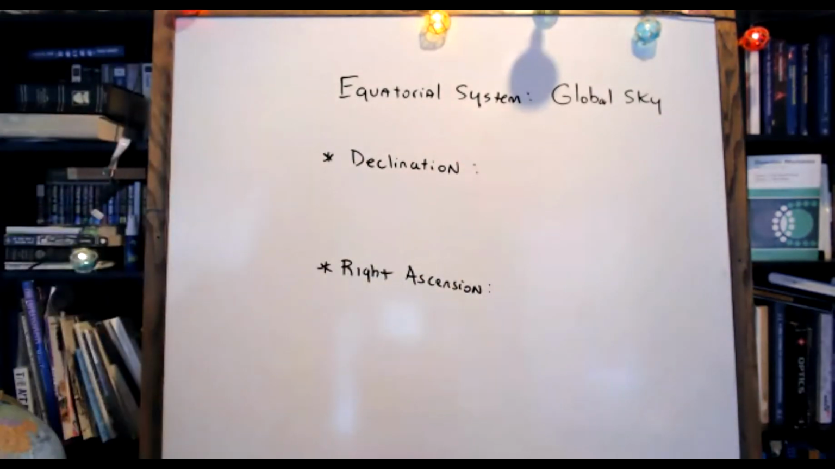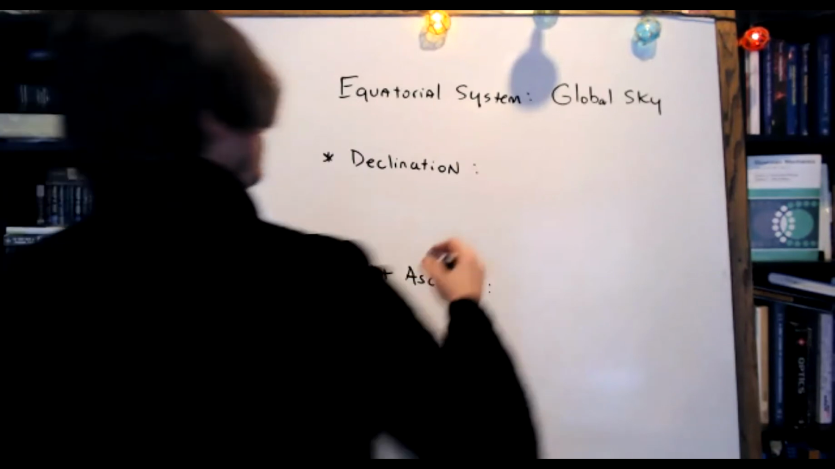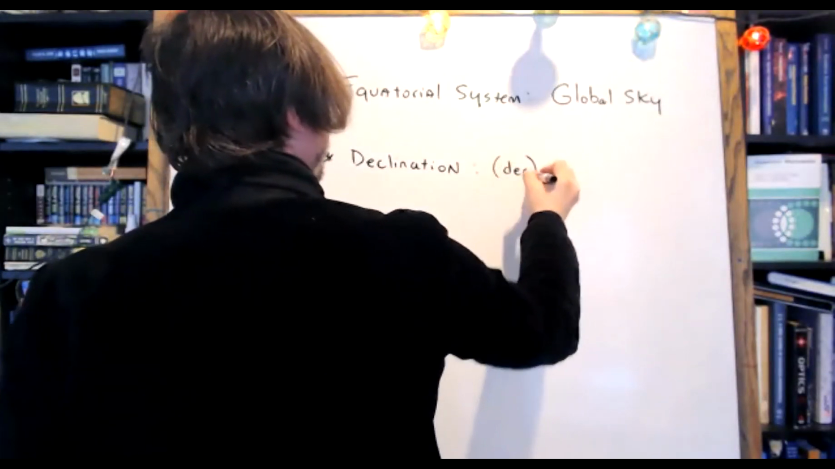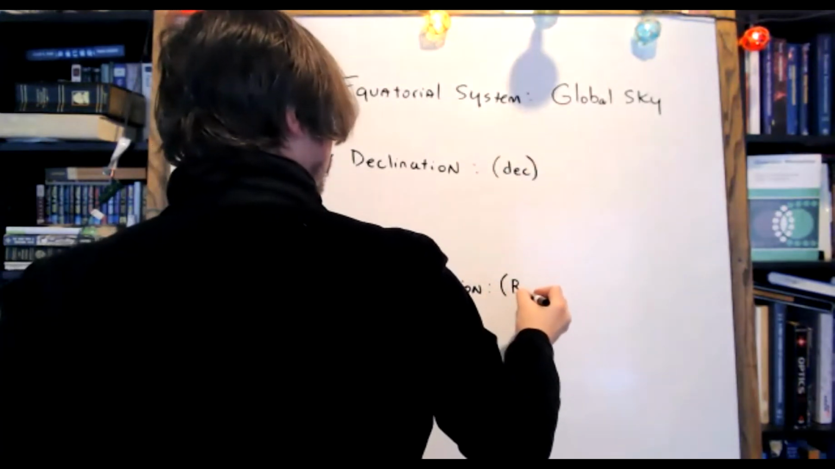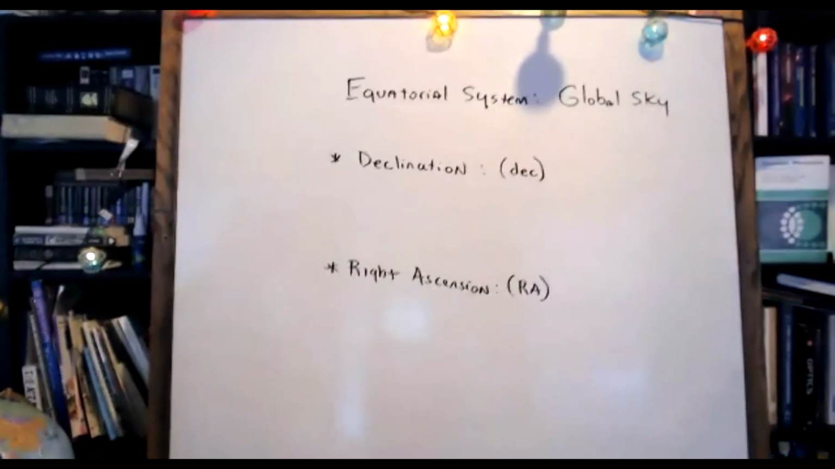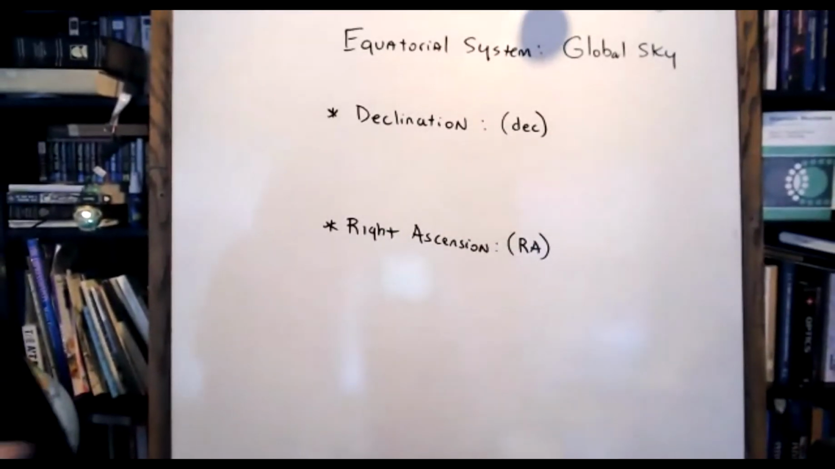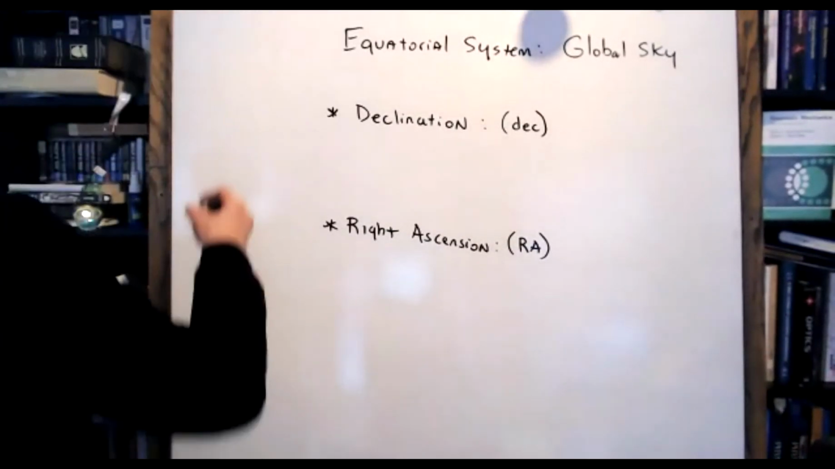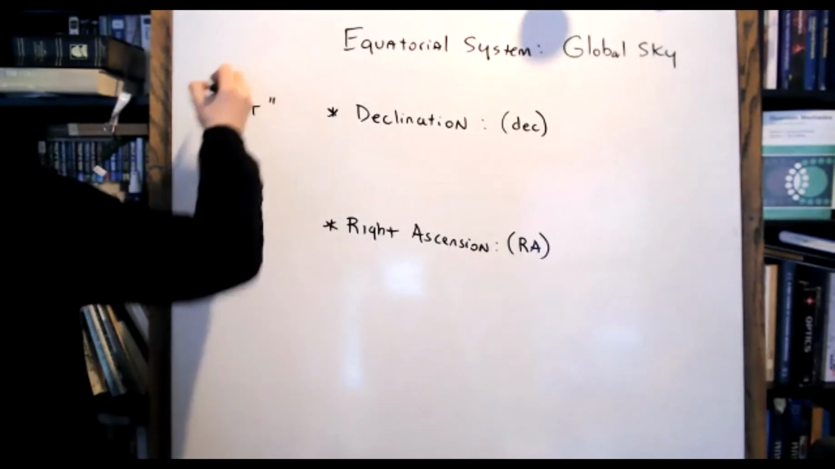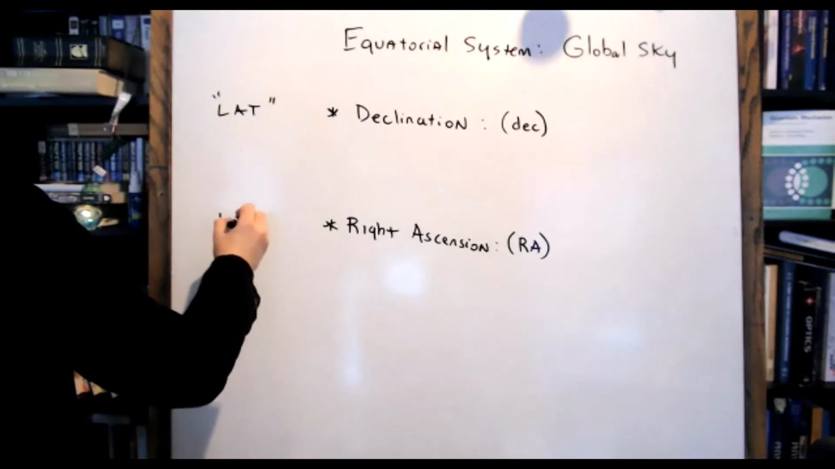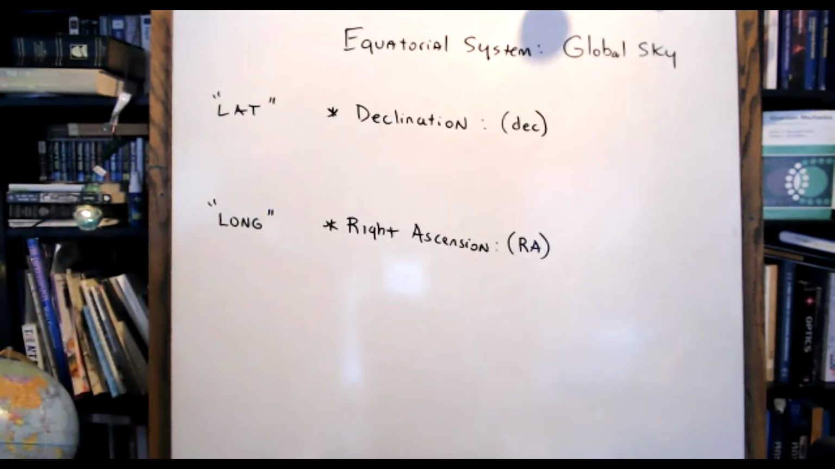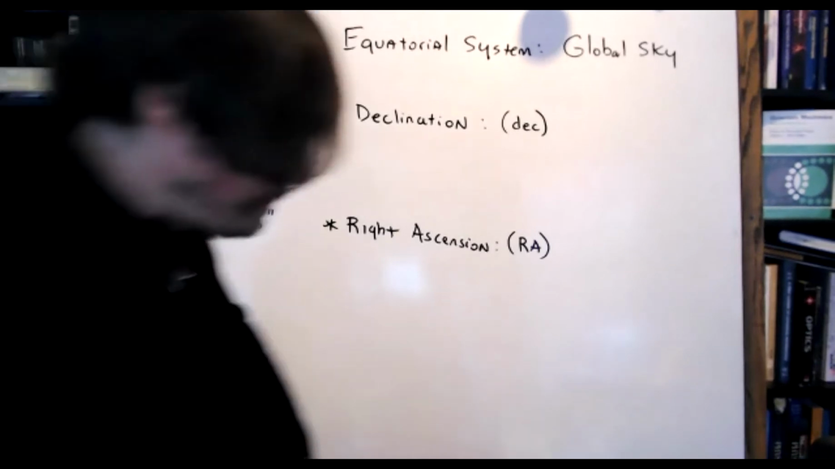Astronomers have nicknames for these coordinates. Declination is sometimes called dec, and right ascension is sometimes called RA. Taken together, they're kind of like latitude and longitude. The declination is sort of like lines of latitude for the sky. The right ascension lines are kind of like lines of longitude for the sky, but they work in funny ways.